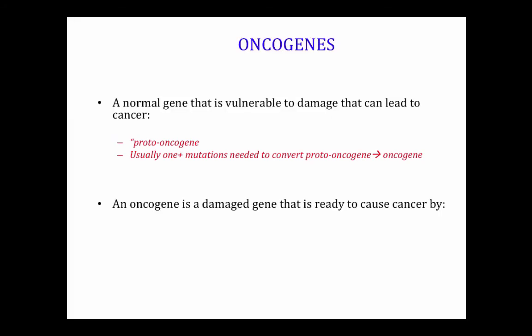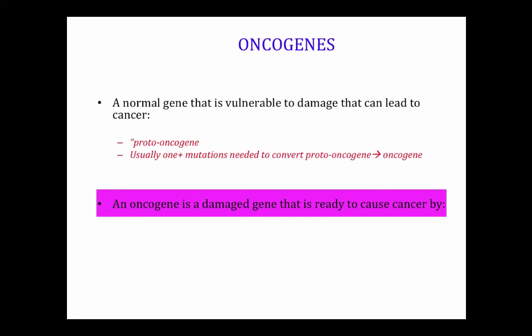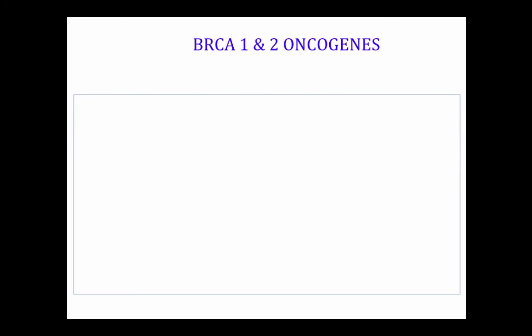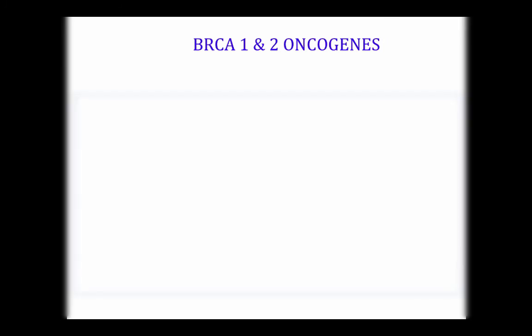An oncogene is a damaged gene that is ready to cause cancer by either failing to regulate its own growth or ignoring regulatory messages of neighboring cells. We'll talk more about this at the end of the semester when we talk more about cancer. Some oncogenes may be inherited in an already damaged form, putting the individual at even higher risk for developing certain types of cancer. The one you may have heard a lot about recently is the BRCA gene, BRCA1 and 2.